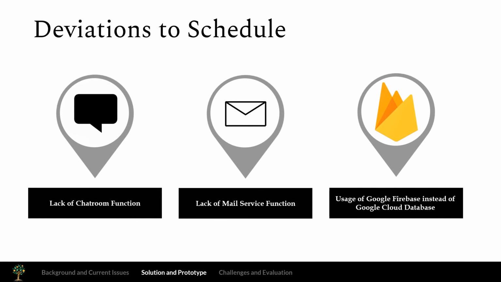Next, I will talk about our deviations to the original schedule. According to our original plan, we should have finished implementing the chat room and mail service. However, due to technical difficulty, both functions are delayed to the next sprint. Also, we originally planned to use Google Cloud Database, which is a relational database. However, we switched to Firebase instead, which is a document-based database to make the development process more flexible.